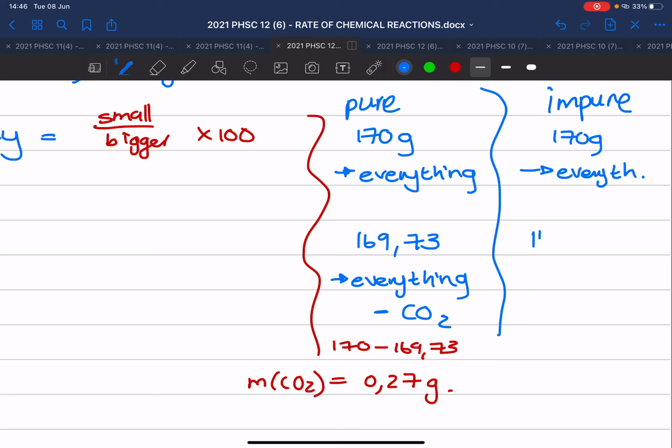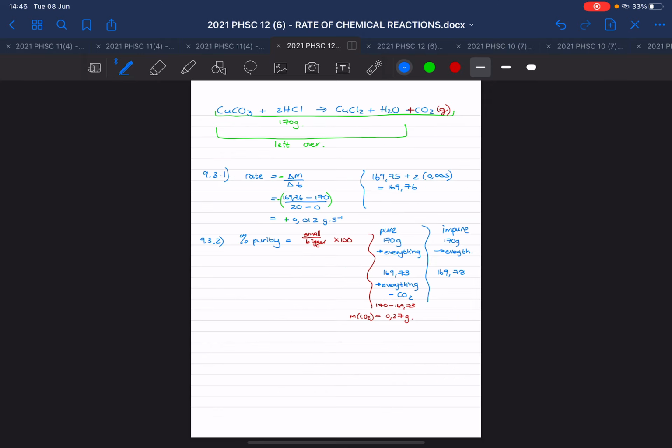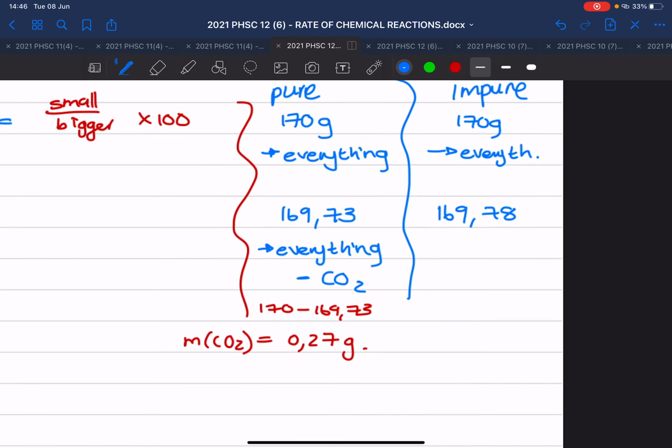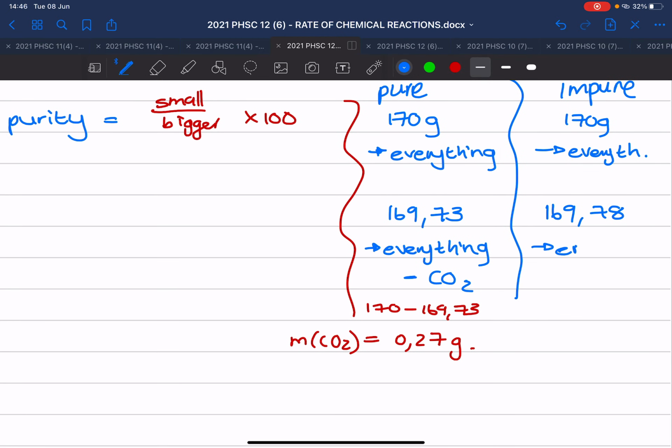Then at the end I had 169.78, am I right? 169.78, yes. So that again is everything minus carbon dioxide. So if we want to get the mass of carbon dioxide, we're going to say 170 minus 169.78. And that gives us 0.22 grams.